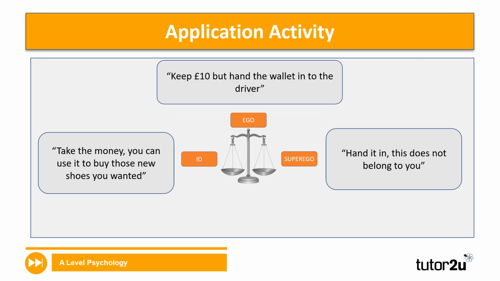So ultimately, how does the ego manage the demands between the id saying, take the money, buy the shoes, and the superego saying, give it back, you know, it doesn't belong to you? It's going to come to some kind of compromise. So the decision that Rosie's going to make in this situation is she's going to keep 10 quid and she's going to hand the wallet into the driver. So it's not going to make her feel so guilty from the superego because it's only £10 out of 50, and her id's going to be satisfied because it got 10 quid.